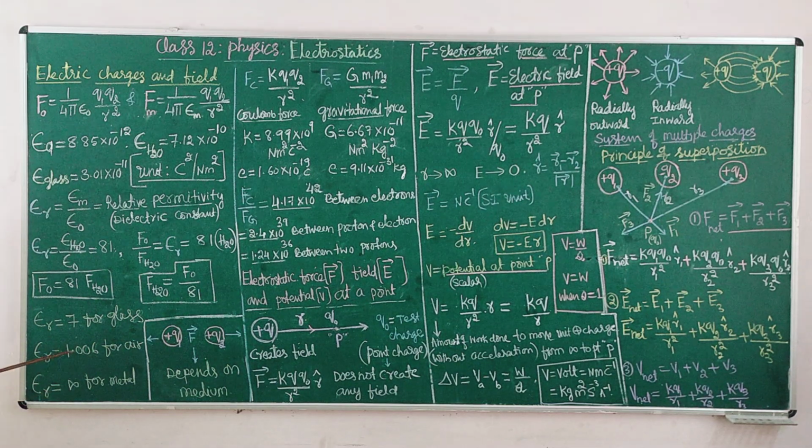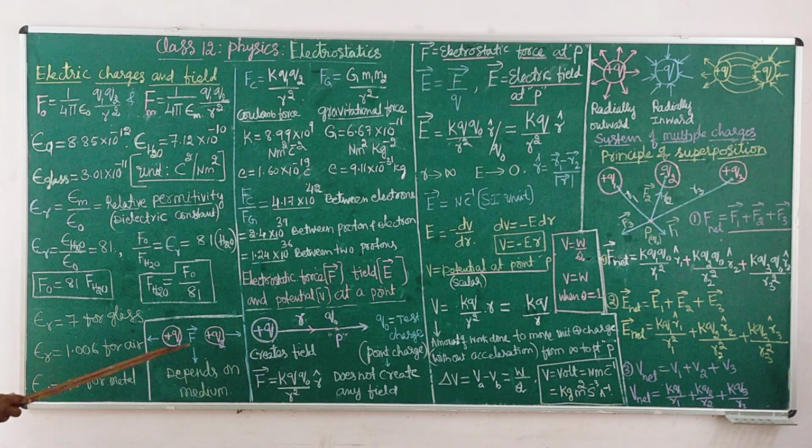Likewise, we have calculated the dielectric constant for different materials. For a very good conductor, epsilon r, the relative permittivity, is an infinite value. An infinite value means that the force is reduced to almost 0.